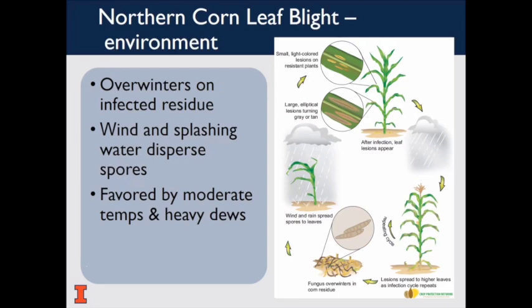Northern corn leaf blight is prevalent wherever corn is grown. The northern corn leaf blight pathogen overwinters on infected corn residue. Wind and splashing water disperse the spores to the corn plants. Infections generally take place during or after silking. Moderate temperatures and heavy dews promote the development of this polycyclic disease.